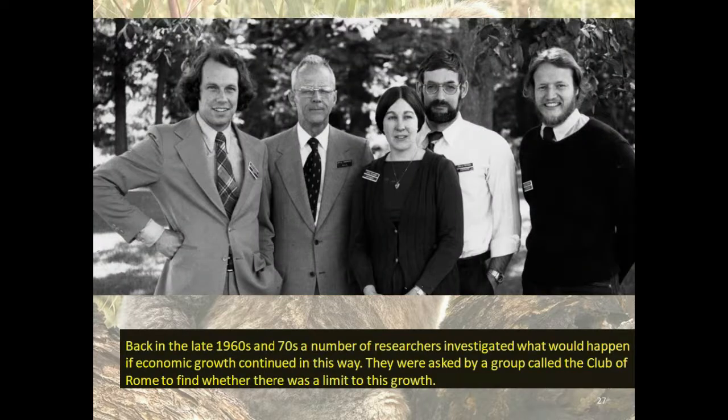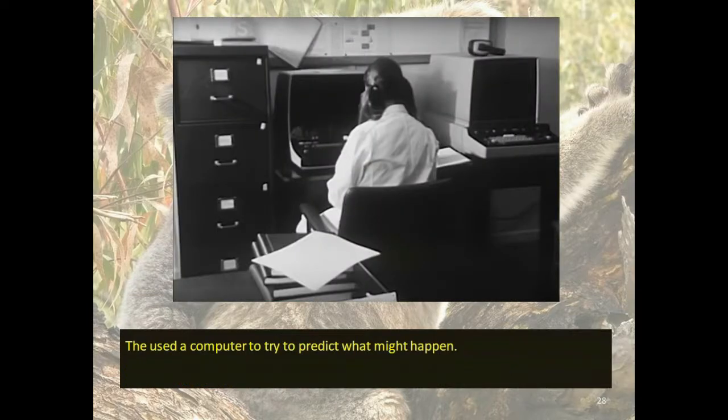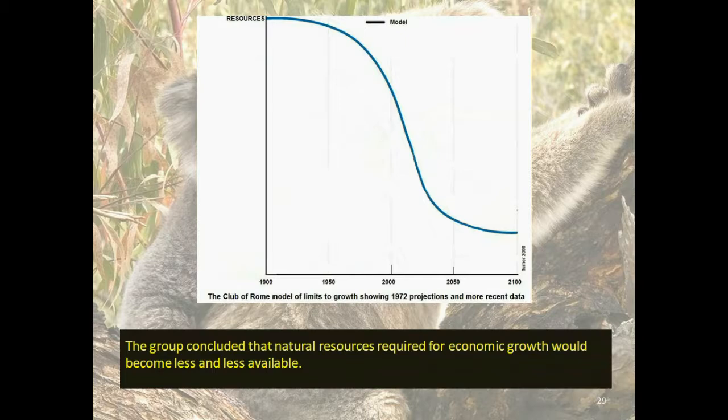Back in the late 1960s and 70s, a number of researchers investigated what would happen if economic growth continued in this way. They were asked by a group called the Club of Rome to find whether there was a limit to this growth. They used a computer to try to predict what might happen. The group concluded that natural resources required for economic growth would become less and less available.